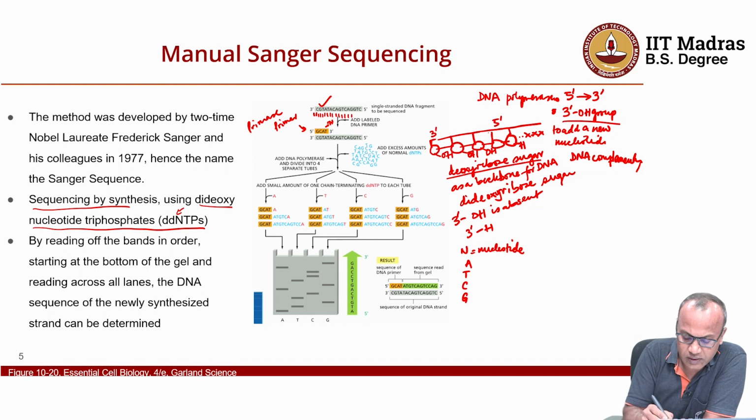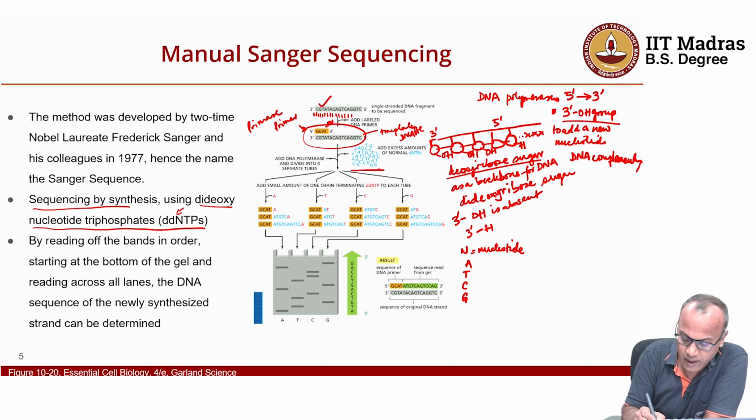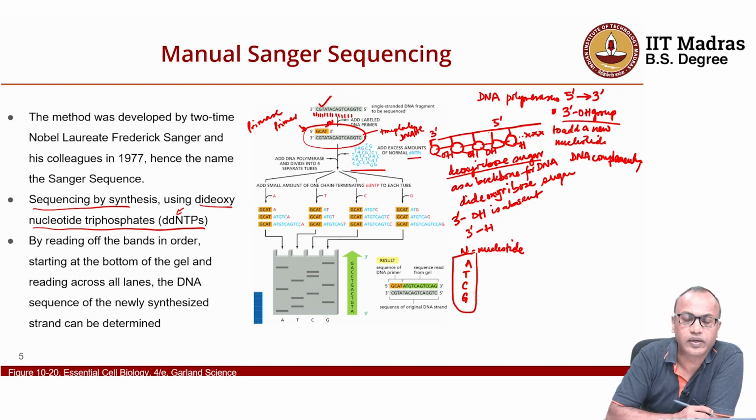So, what you do with this? So, this is in a solution, in a tube, this whole mixture with the template, primer, DNA polymerase in a small tube. What you do? You add a large amount of equimolar concentrations of all the 4 nucleotides. So, these are normal deoxynucleotide triphosphates.